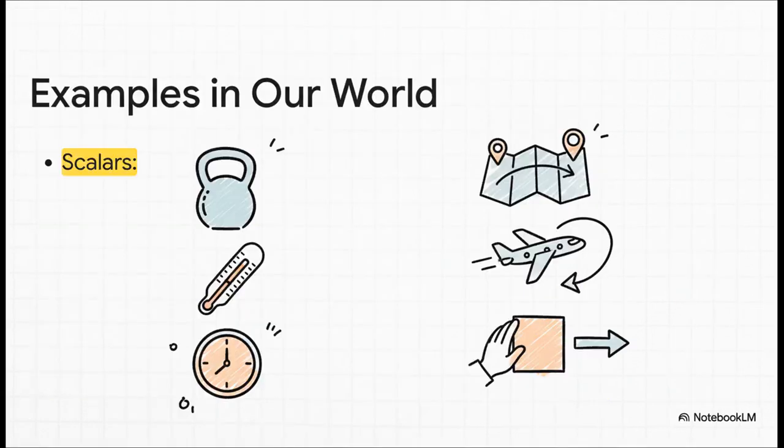Let's make this super concrete with some real-world examples. So, scalars are things like mass, temperature, or time. These things don't have a direction, right? But vectors? That's things like displacement, which is just your change in position, or velocity, which is your speed in a specific direction. And force is a big one. I mean, you can't just push something. You have to push it in a direction.